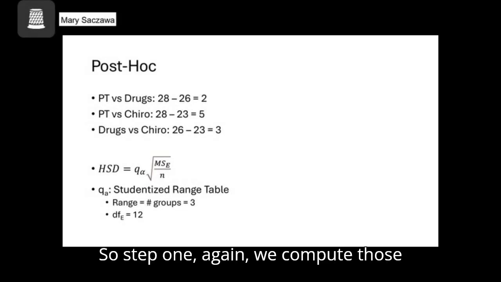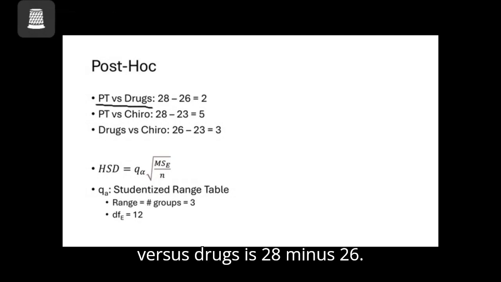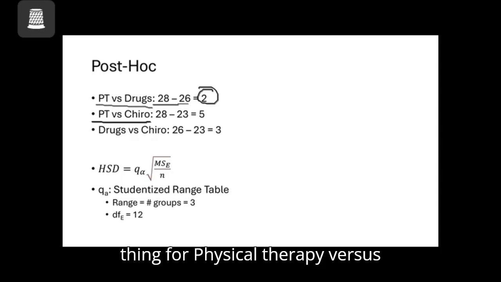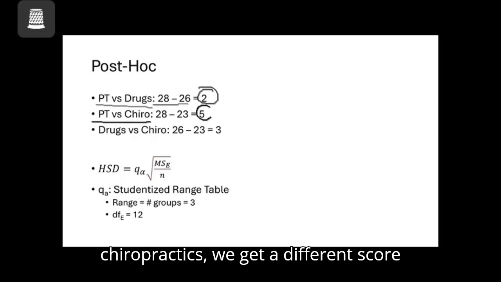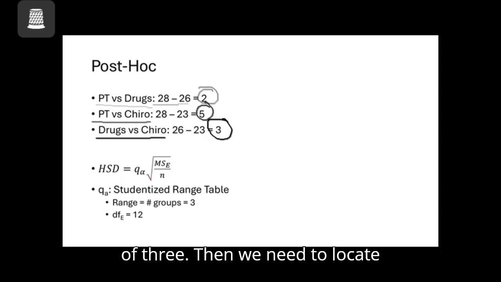So step 1, again, we compute those differences. Physical therapy versus drugs is 28 minus 26, so we get a difference score of 2. Same thing for physical therapy versus chiropractics, we get a difference score of 5. And drugs versus chiropractics, we get a difference score of 3.